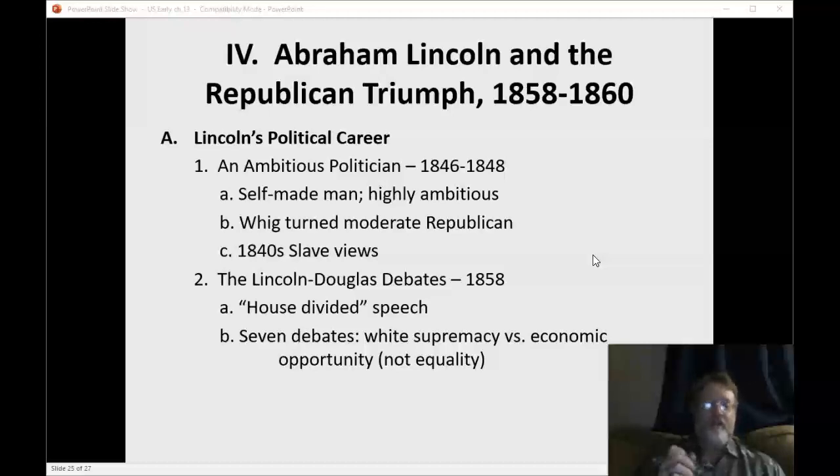Stephen Douglas is very clear. It's all about white supremacy. Hands down, white supremacy. He wins. He wins the seat in Illinois. And bear in mind, Illinois is not a slave state. And yet it chooses to side with the slave guy, the slave-leaning Democrat, who I believe again had slaves. I don't have that in my notes, but I believe so.